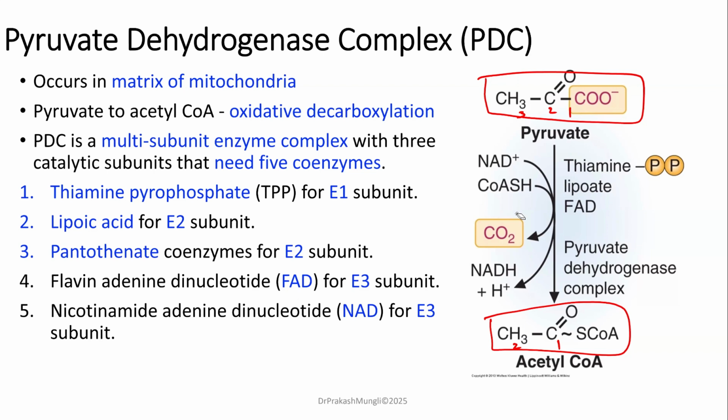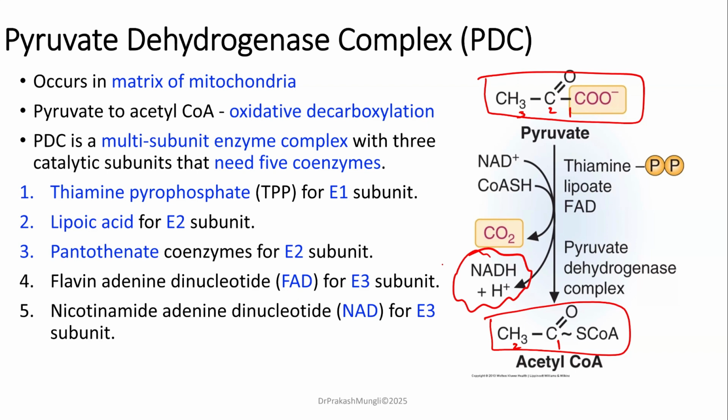And where are you going to place them? You're going to place them on NAD. NAD takes those electrons and becomes NADH plus H plus. So NAD is reduced into NADH plus H plus. So you're going to get one NADH plus H plus by oxidation of pyruvate into acetyl-CoA. So for every molecule of pyruvate oxidized to acetyl-CoA, you're going to get 1 carbon dioxide and 1 NADH.